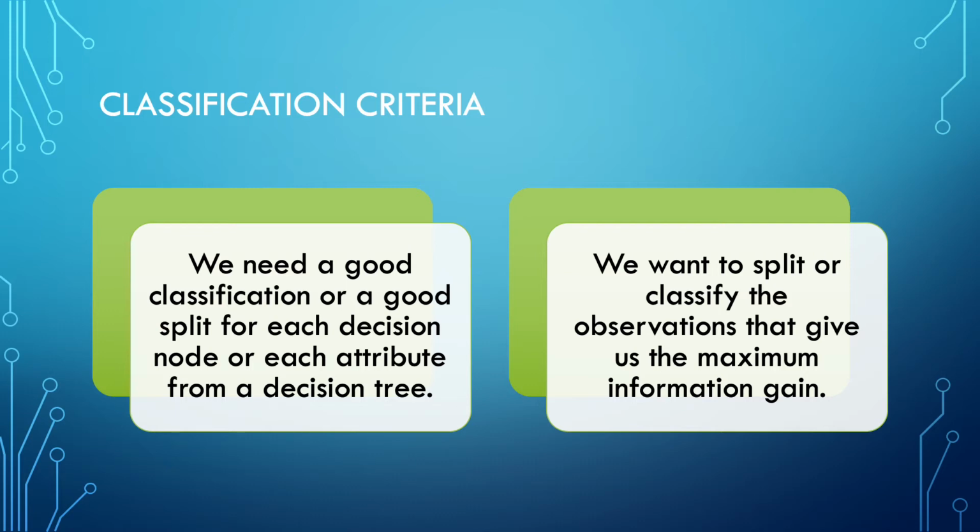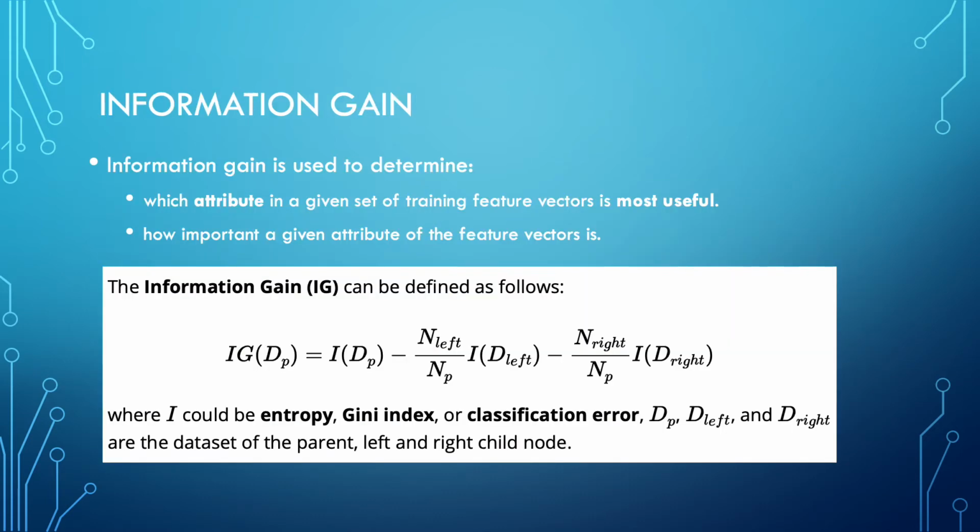The classification criteria. In order to make a good split at each decision node, we need classification criteria that give us the maximum information gain. So you may ask yourself, what is information gain? Basically, using information gain, we want to determine which attribute in the training data is most useful. In other words, it tells us how important a given attribute is. We will use it to decide the ordering of attributes in the nodes of a decision tree.